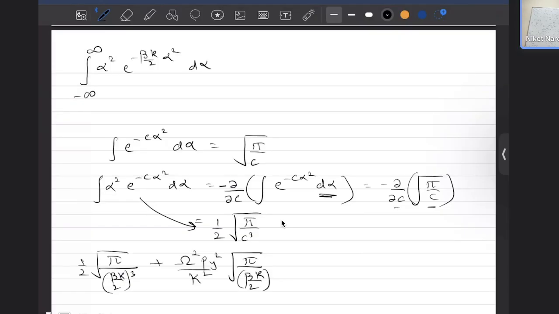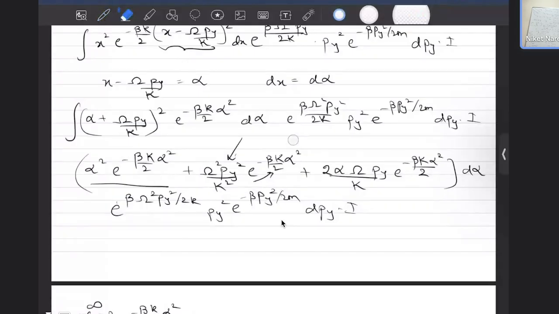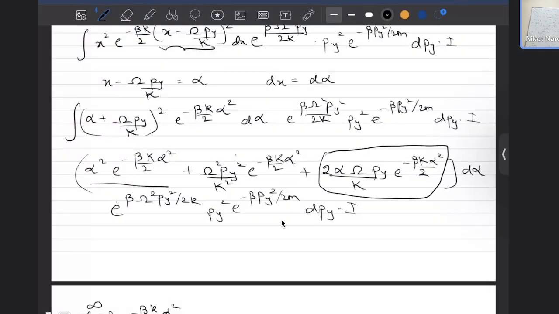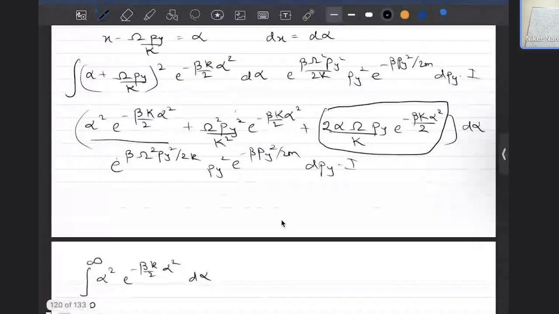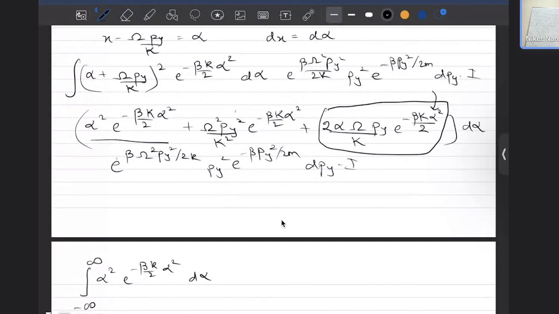And what about the third term now? This term has alpha as a linear power, and I said that alpha is going from minus infinity to infinity. Here we have alpha square, which is obviously an even function, so e power minus some constant into alpha square is even with respect to alpha. But this linear power is odd in alpha. So an integral from minus infinity to infinity will give me 0. So this term contributes nothing.